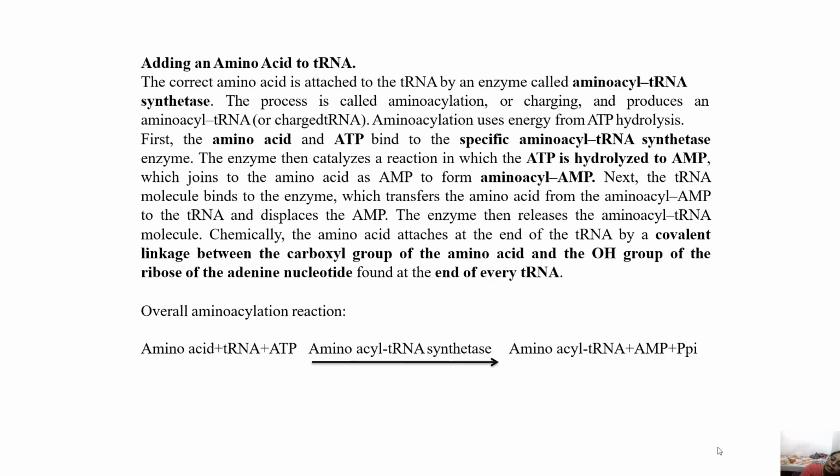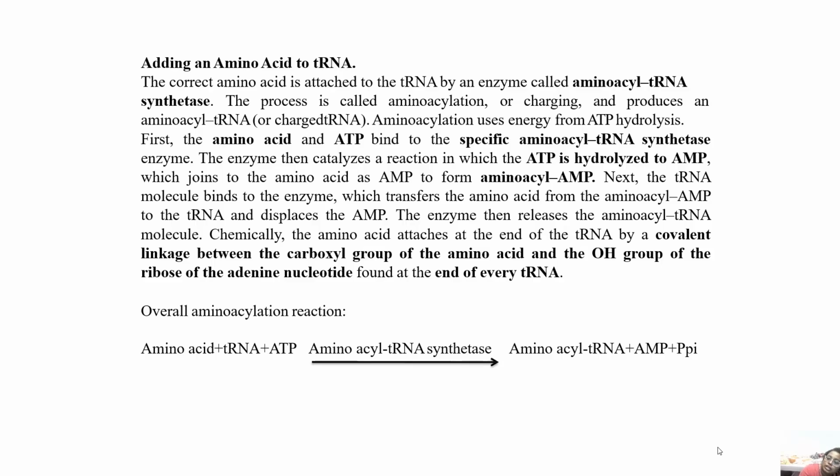Adding an amino acid to tRNA. The correct amino acid is attached to the tRNA by an enzyme called aminoacyl tRNA synthetase. The process is called aminoacylation or charging and produces an aminoacyl tRNA. Aminoacylation uses energy from ATP hydrolysis. First, the amino acid and the ATP bind to the specific aminoacyl tRNA synthetase enzyme. The enzyme catalyzes the reaction in which ATP is hydrolyzed to AMP, which charges the amino acid as AMP to form amino acid AMP. Next, the tRNA molecule binds to the enzyme, which transfers the amino acid from the amino acid AMP to the tRNA, displacing the AMP. The enzyme then releases the aminoacyl tRNA molecule.